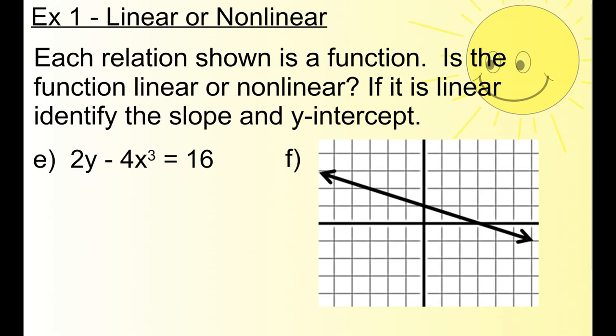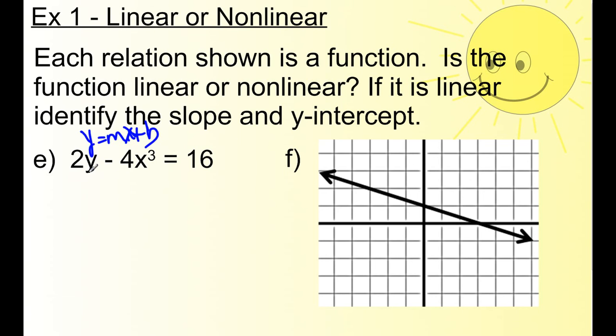Letter E. It says here each relation is a function. So it's the same information. Is a function linear or nonlinear? And if it is linear, identify the slope and the y-intercept. All right, so letter E. Well, again, if we have an equation, our goal is to make it look like y equals mx plus b. If we can do that, then it is linear, and we can do all this other stuff like finding the slope and the intercept.